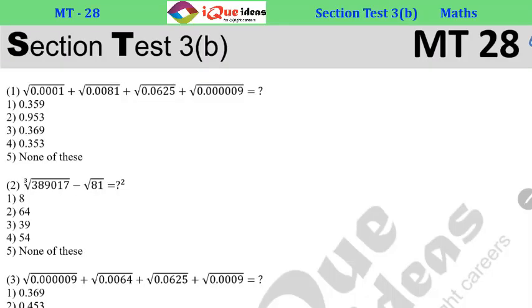Hello friends, now we'll take up the questions from exercise MT28. The first question is a simple question of square root, right? Here it is: 1.0001. Alright, there are many ways of doing this. Let me do it one by one.